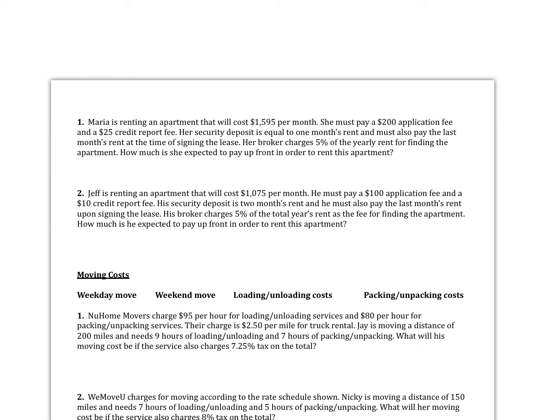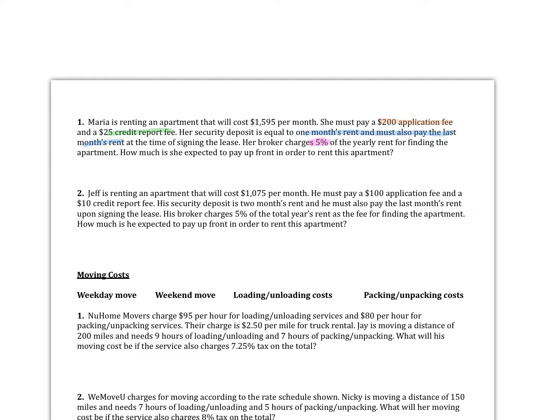Maria is renting an apartment that will cost $15.95 a month. She must pay a $200 application fee. I'm going to highlight the $200 application fee and the $25 credit report fee. Security deposit is equal to 1 month's rent and she must also pay the last month's rent. So that's a first and last, 2 months' worth of rent before you even move in. Her broker charges 5% of the yearly rent for finding the apartment. How much is she expected to pay upfront in order to rent this apartment?